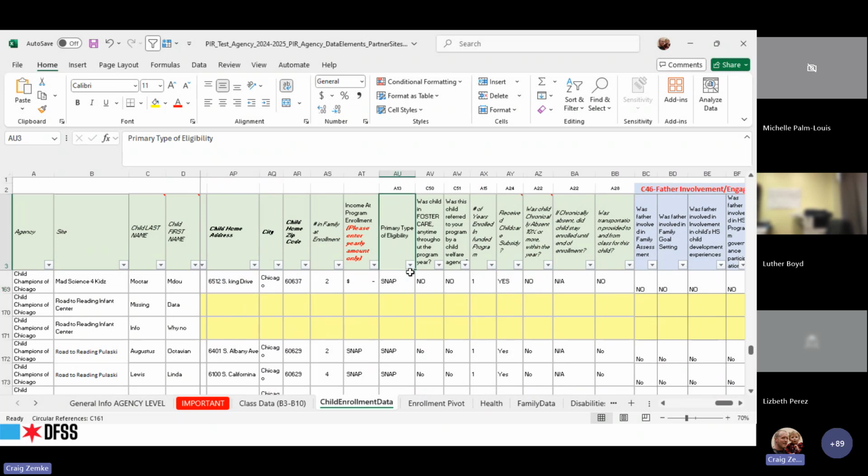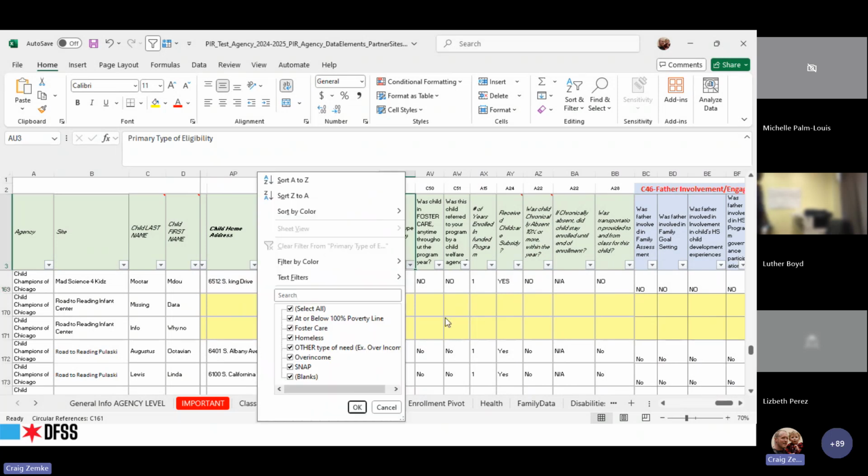So we have a primary type of eligibility, right? Here are the options: at or below 100% of the poverty line. Then we have the categorical eligibilities, which would be foster care or homeless. And then we have SNAP included here, but this could be SSI, and this could be TANF. Those are all specific items under what they call categorically eligible because of receipt of public assistance.